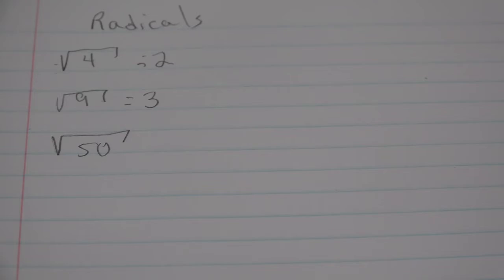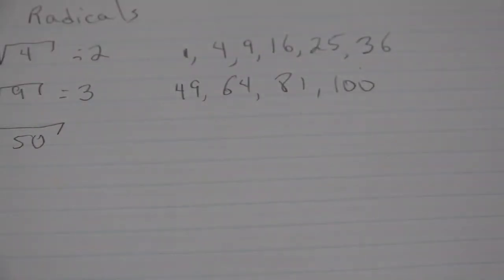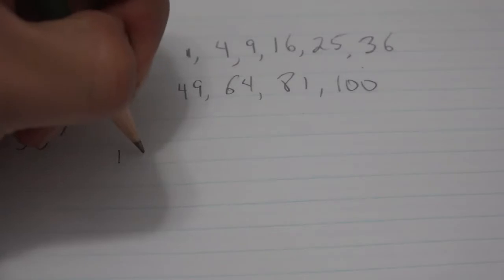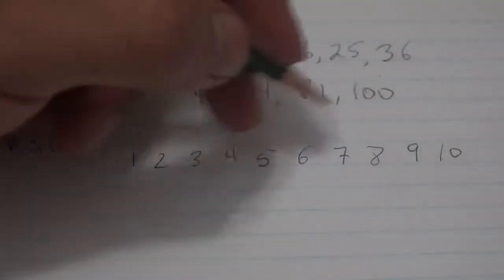So let me explain to you how to simplify radicals. Let's start with the perfect squares. Perfect squares are numbers that have square roots. For example, 1, 4, 9, 16, 25, 36, 49, 64, 81, 100. If you cannot memorize these, if you're wondering where I got these numbers from, let's count from 1 to 10: 1, 2, 3, 4, 5, 6, 7, 8, 9, 10. Now let's square these numbers.